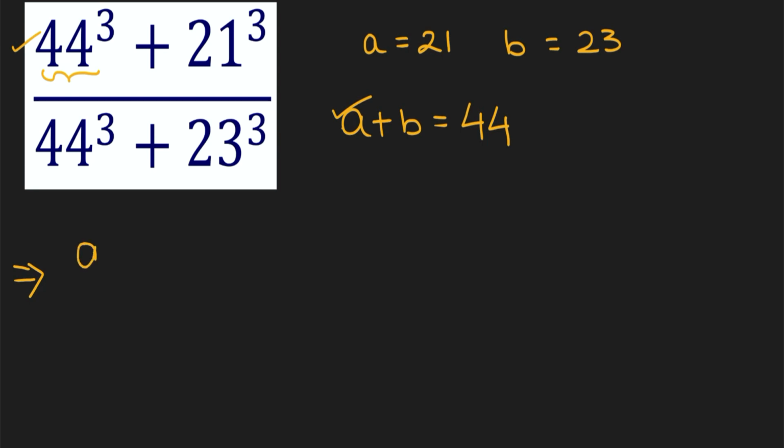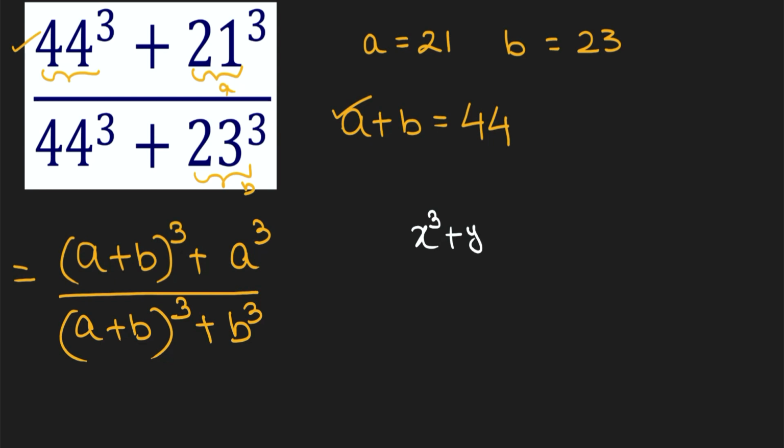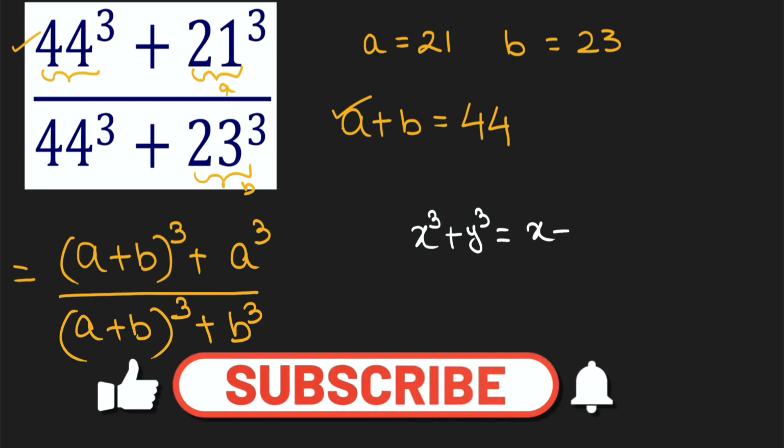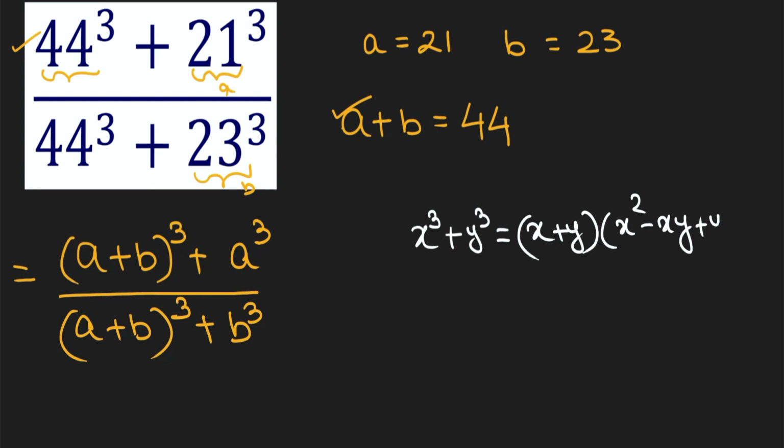Hence, we can write it as (a plus b) whole cube plus 21 is a. So, we can write it as a cube divided by (a plus b) whole cube plus 23 is b, plus b cube. We know a formula: x cube plus y cube is equal to x plus y, whole multiplied with x square minus xy plus y square.